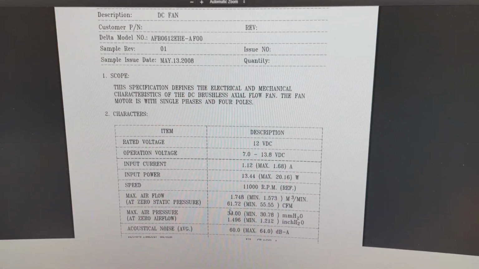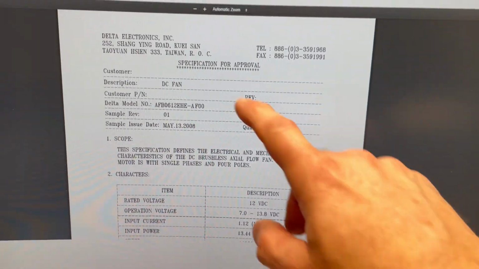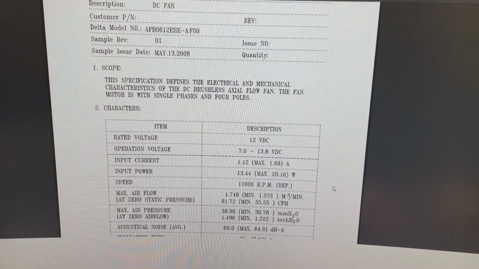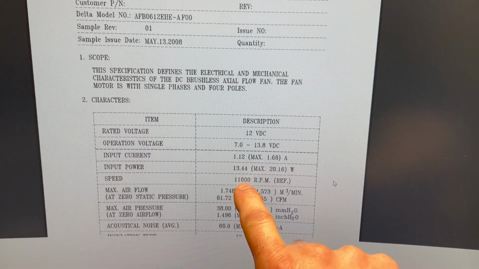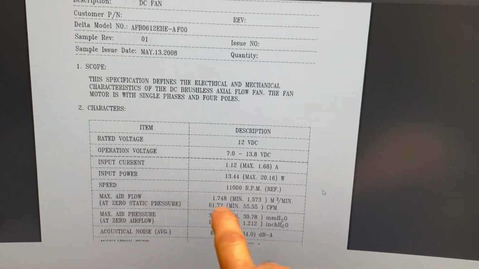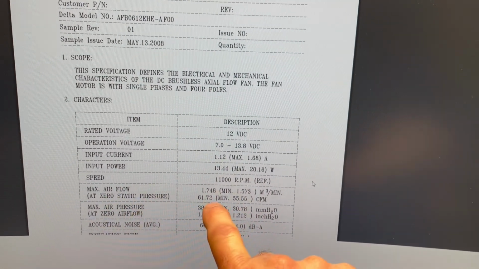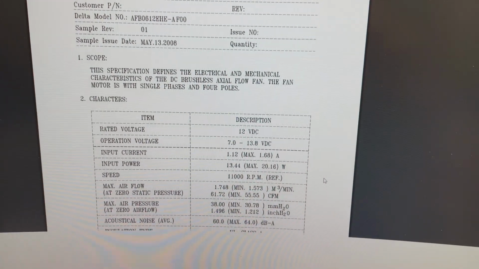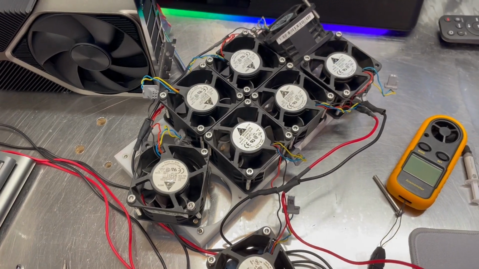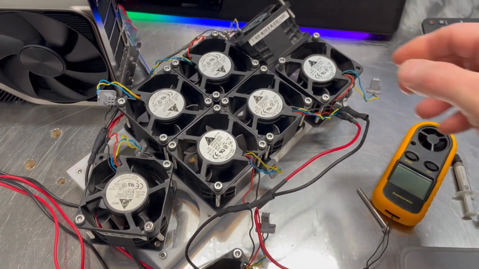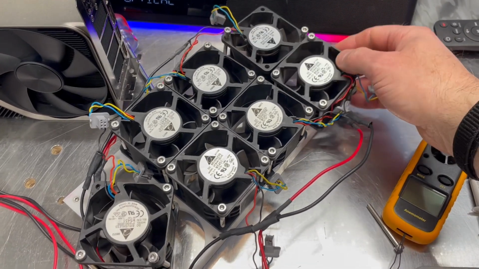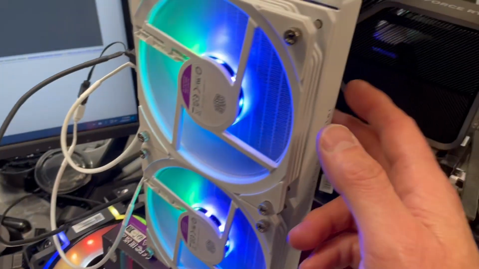Now, I did some searching, and I did find what looks like the original data sheet from the manufacturer. I was trying to see what the RPMs are, and it shows the maximum here is 11,000, which is screaming fast. And then CFMs at zero static pressure, we're looking at 61.72. So you multiply that times 8 fans, and that's close to 500 CFMs. Of course, the zero static pressure means you don't have any impedance or anything to restrict the airflow, which you will have on the radiator.